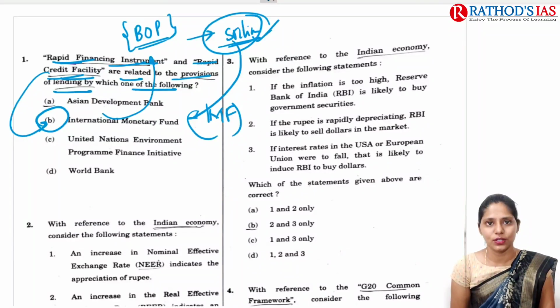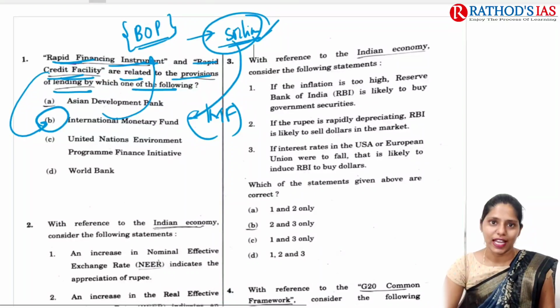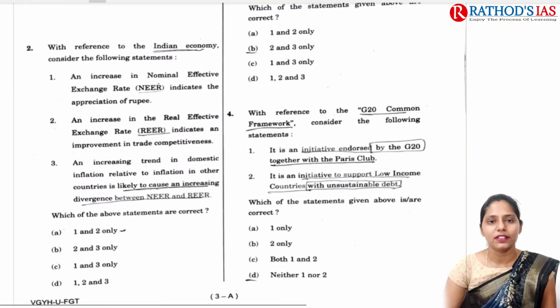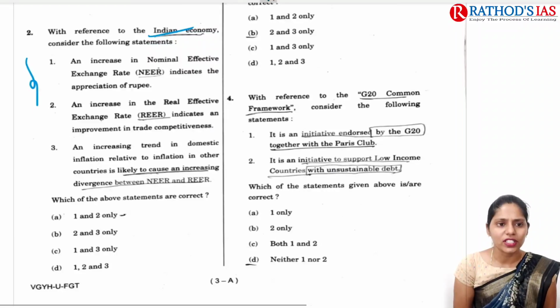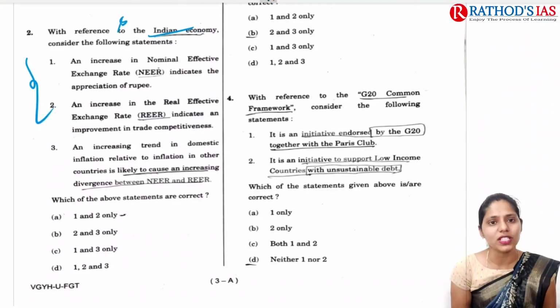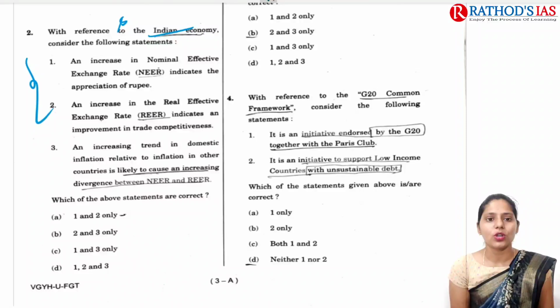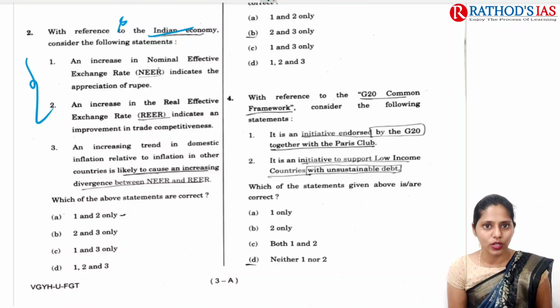We already discussed this topic in our Hindu analysis. The next topic is regarding our Indian economy. This question is mainly based on our static syllabus. It is talking about NEER, that is nominal effective exchange rate, and the real effective exchange rate. Let us see the three statements given, analyze them, and approach the correct answer for this question.